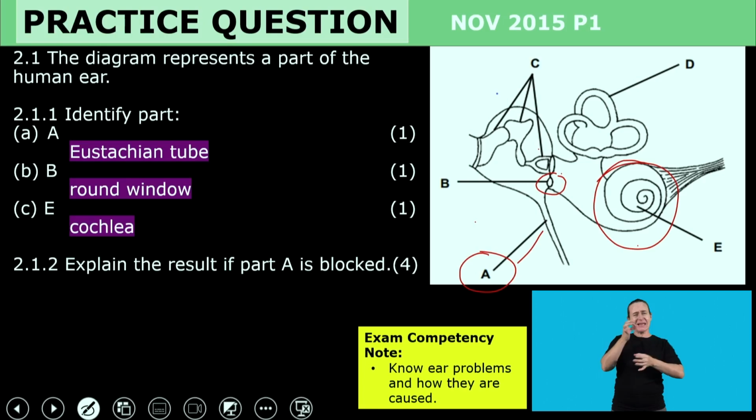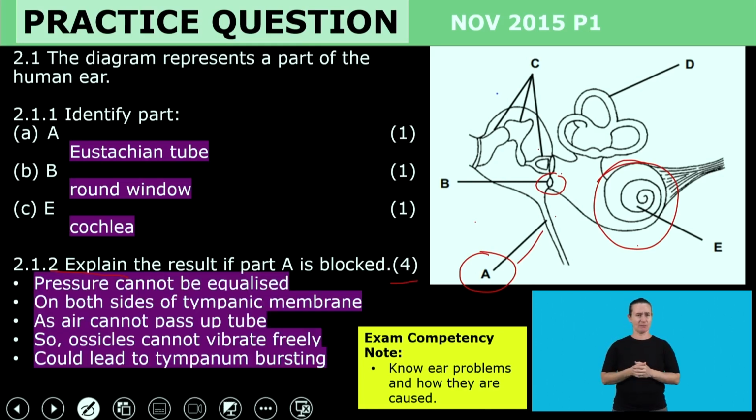2.1.2. Explain the results if part A is blocked. You come to this and you look at part A. So you need to know the function. Remember, part A is the Eustachian tube, and it equalizes the pressure on either side of the tympanic membrane. If it's blocked, what will happen? But you are explaining. Pressure cannot be equalized on both sides of tympanic membrane, and as air cannot pass up the tube, so ossicles cannot vibrate freely. This could lead to tympanum or tympanic membrane bursting.